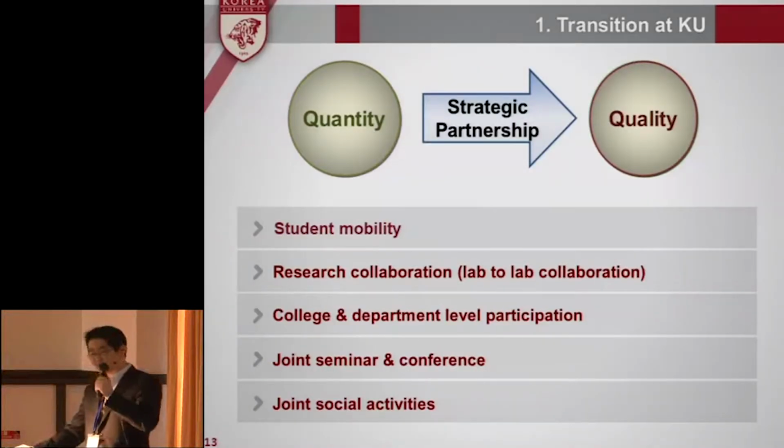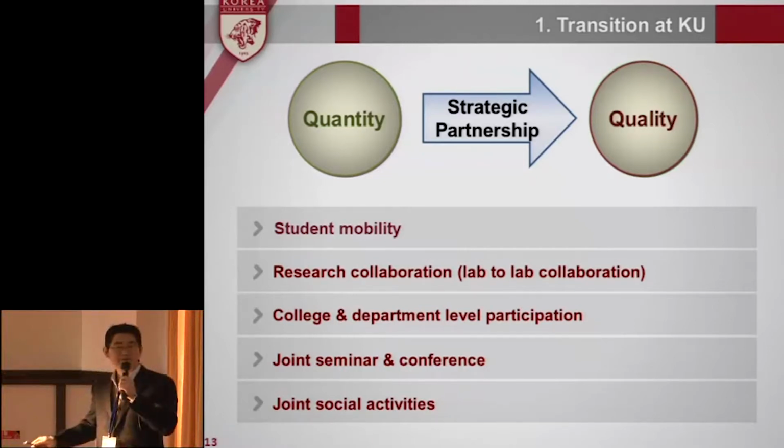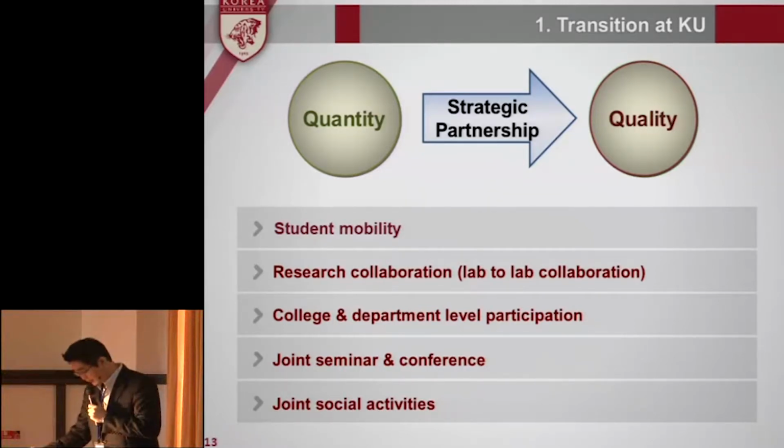Now, this is what's happening at KU. KU decided to turn its focus from quantitative growth to qualitative growth. As you see, student mobility is now just a part of a whole strategic partnership scheme. We also added research collaboration or lab-to-lab collaboration. We're encouraging college and departmental level participation. We're planning to organize joint seminars and conferences more often and also join social activities. Usually most MOUs include these kinds of categories, but the only difference is that we actually do it now.